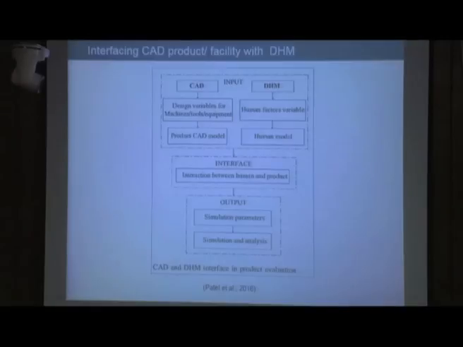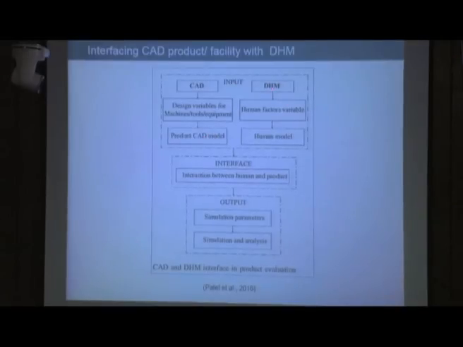This schematic diagram was proposed by Patel et al., 2016. What input is required? CAD. From CAD software, we can consider various design variables for machine tools or any other equipment or device design, and considering all those variables, we can create the CAD model of the product or any other facility. So on this side, using CAD software, we are developing the CAD model.